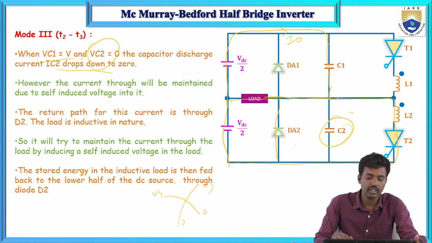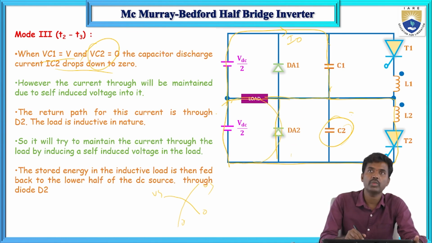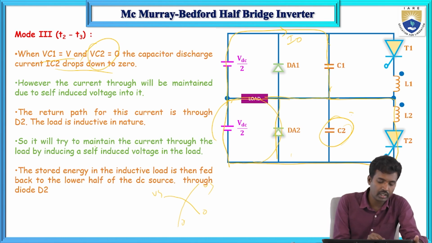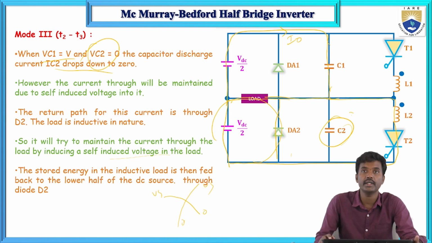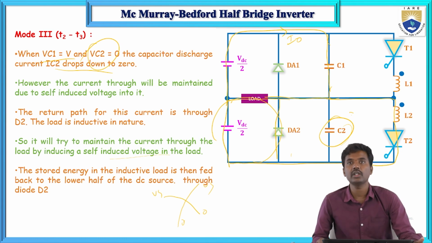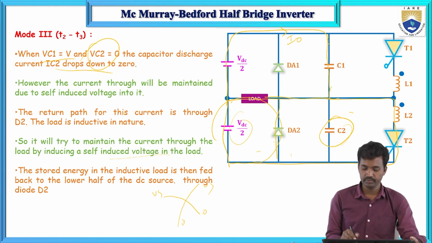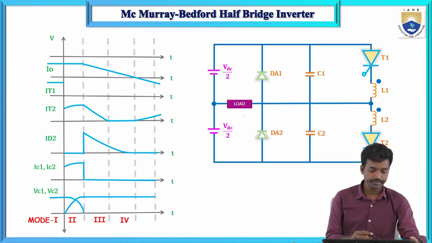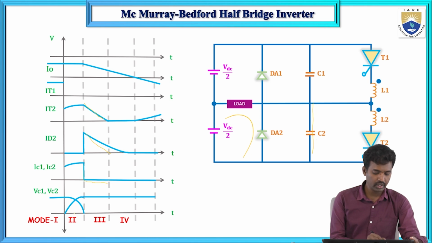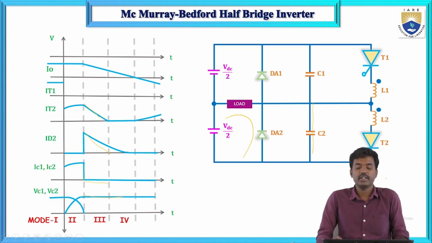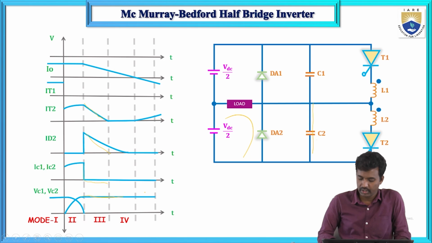So the load is inductive in nature. Now the return path is like this, and it will try to maintain the current through the load by the self-induced voltage in the load. So the stored energy in the load is then fed back to the lower half of the voltage through D2. Now the IT2 current will decrease in the third mode of operation, and the D2 current will decrease. So the IC2 current will be 0, and VC1 maintains a constant voltage, that is Vs.